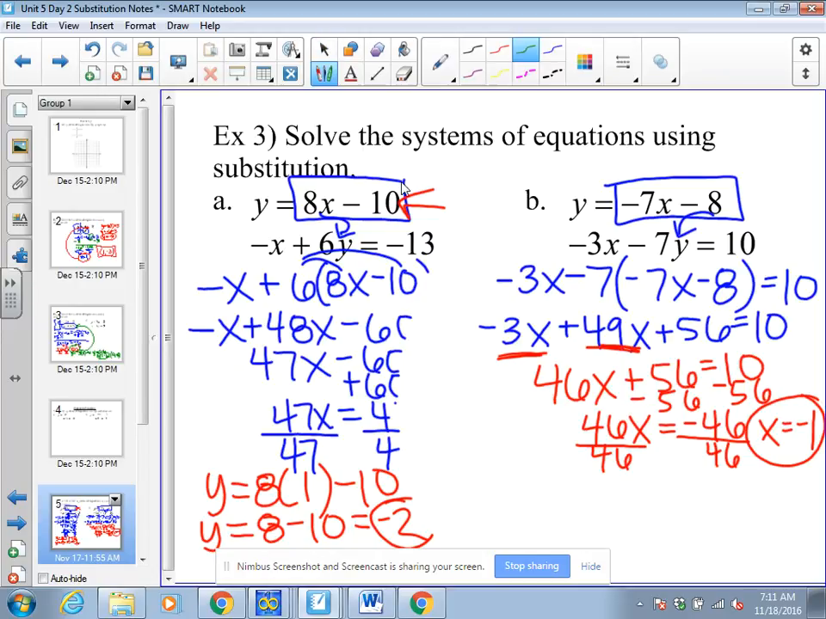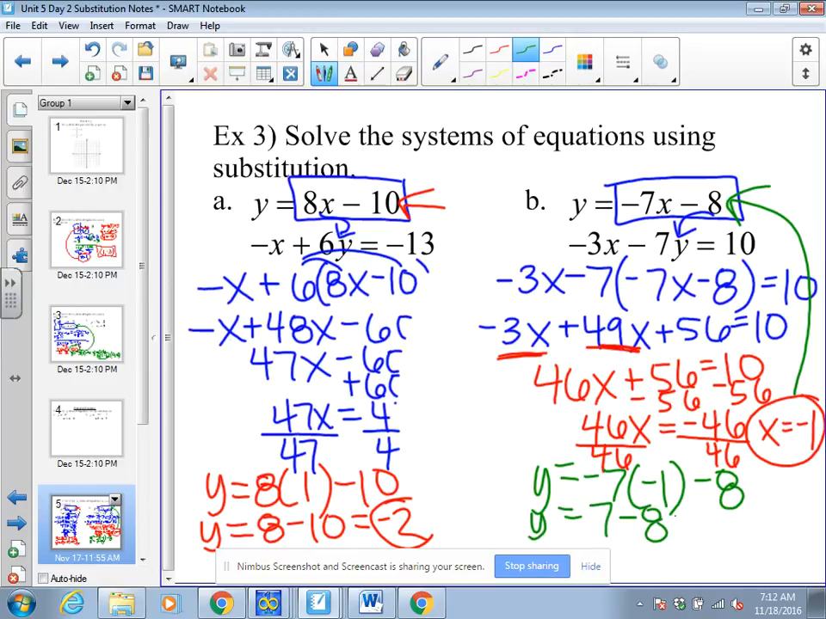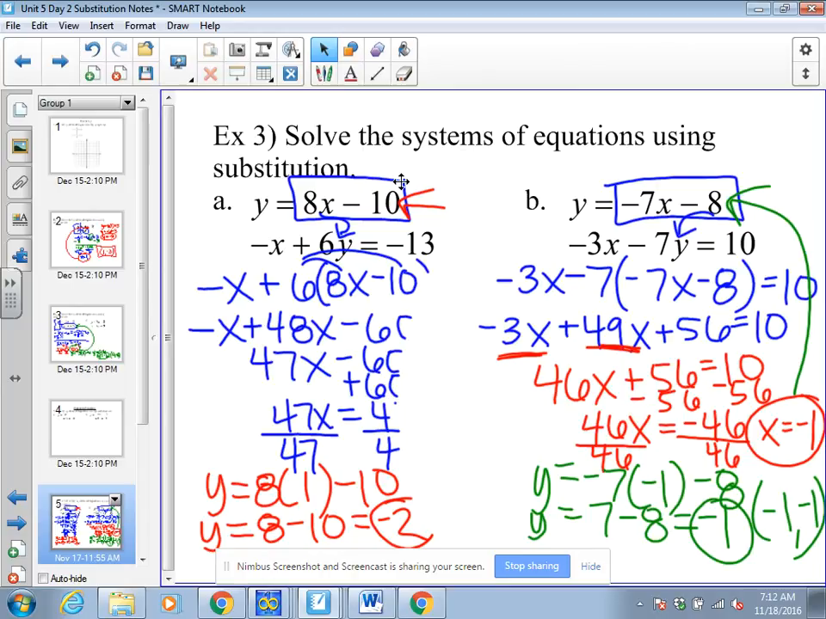And from here, I'm simply going to plug this back in to solve for y. And I like to do slope-intercept because that's typically a little bit easier to make happen. So I'm going to say y equals negative 7 times negative 1 minus 8. That's going to become, there's negative multiplied by negative, that's going to get positive. So I'm thinking I'm going to get negative 1 for my y value as well. Got an x, got a y, that means my final answer: negative 1, negative 1.